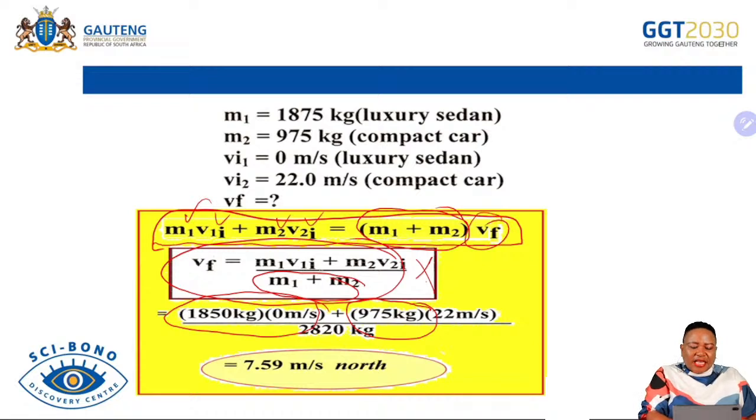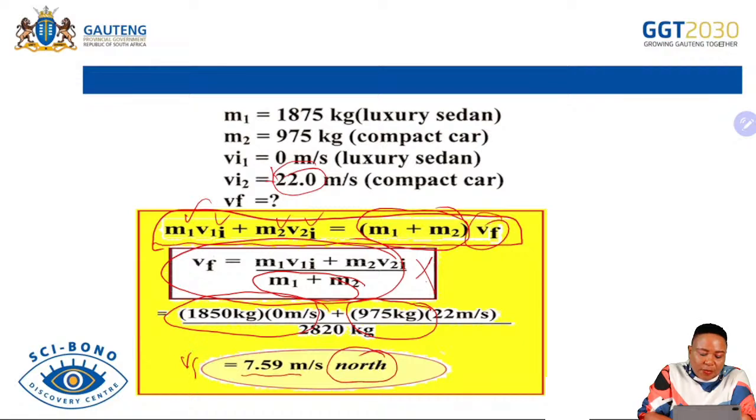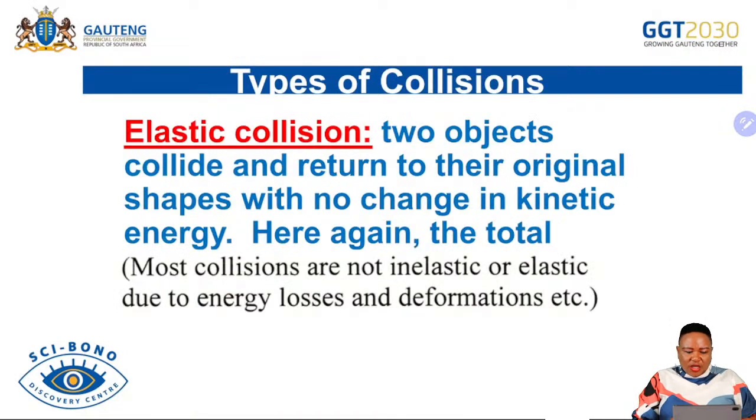And because as I was doing my calculation, I made all the directions positive for our 22 meters per second, definitely our answer will also be 7.59 meters per second, and the direction is to the north. Remember, this is the final velocity of the two cars being embedded together. So don't be surprised when the two masses are added together. It's when the cars move together after collision.